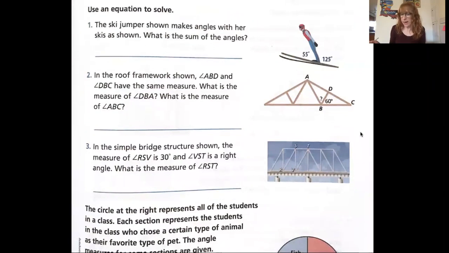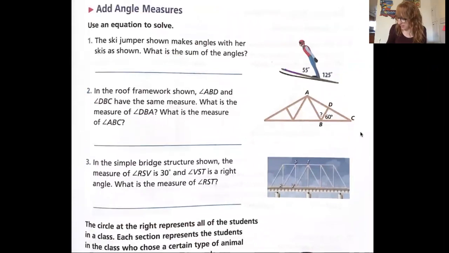So when we have angles like the skis here or our bridge here, we want to think about what we know of angles already. We know a straight angle or a straight line is 180 degrees. We know that a right angle is 90 degrees. So we really want to keep those measures in our mind as we continue with these problems.